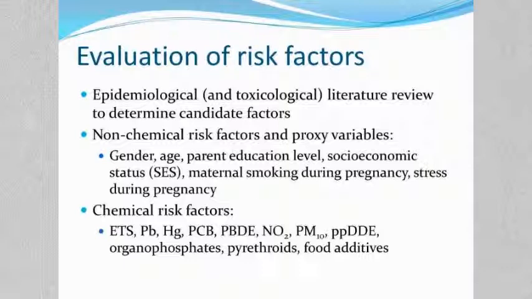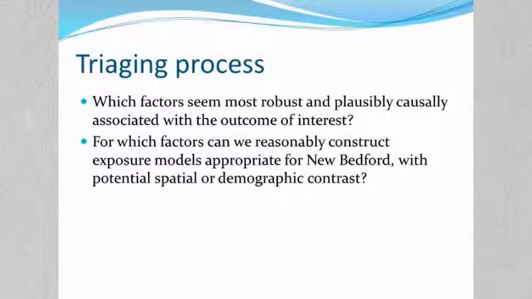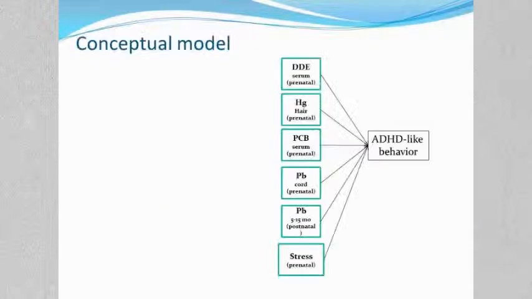This is just everything that was ever mentioned in a publication, or at least a publication that we were able to find that was tied to this outcome. So this was the universe of things under consideration. And then we did some triaging to say, what's potentially causally associated and what do we think might be spurious or have weak evidence in the literature. And then from a practical standpoint, for which factors could we build exposure models for New Bedford that can leverage this synthetic microdata and give us the appropriate geographic and demographic patterns.